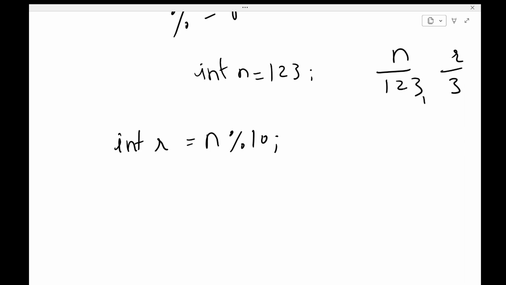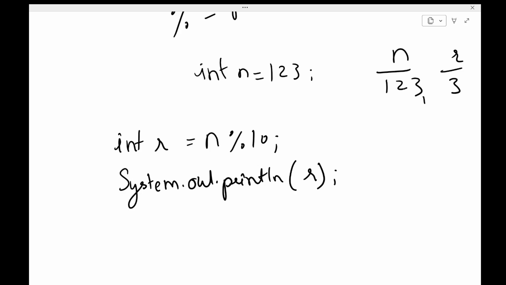Now I need to print it on the screen, so I'll say System.out.println, and I'll say r. So this will print on the output screen. Suppose this is my output screen, it will print 3 over there, and the cursor goes below. Now if I repeat the same line, it will again extract 3. So there again is a problem.